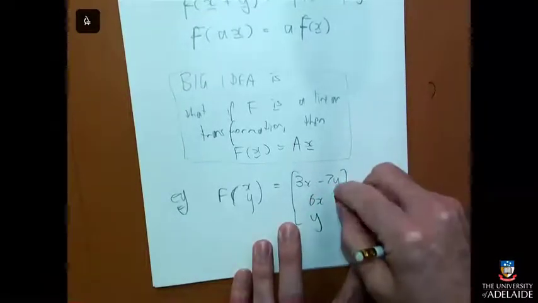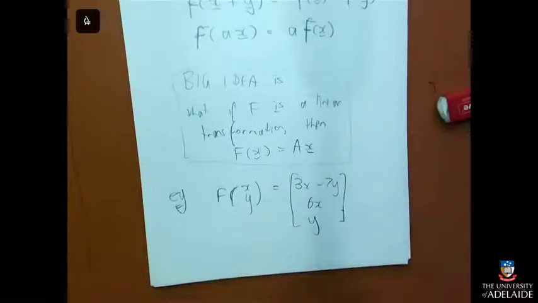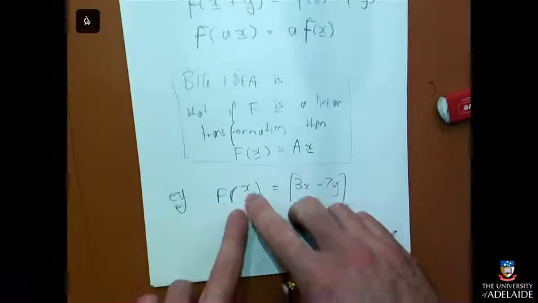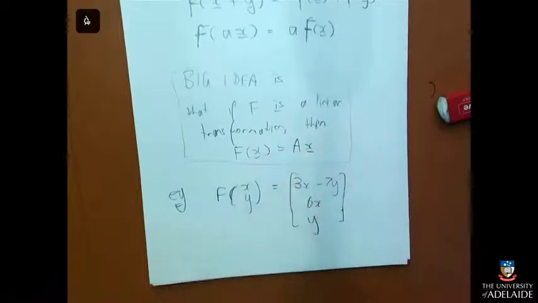Make it more interesting. Okay, so I've got f. Technically there's two sets of brackets there. It's f of the vector xy, but we're a bit sloppy and we'll just leave the second set of brackets out. So f of the vector xy produces the vector 3x minus 7y in the first coordinate, 6x in the second coordinate, and y in the third coordinate.